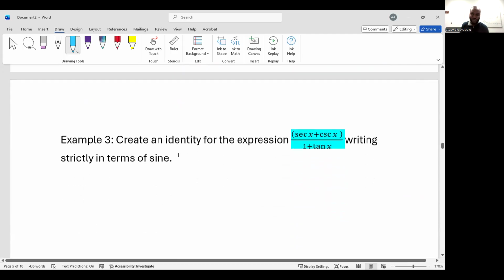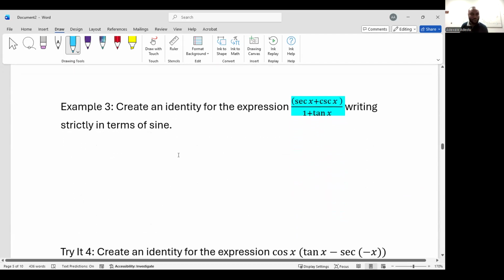Okay. What about this? Let us see. Create an identity for the expression secant of x plus cosecant of x divided by 1 plus tangent of x. Again, we want to write it strictly in terms of sine. Well, let us see how we can do that.